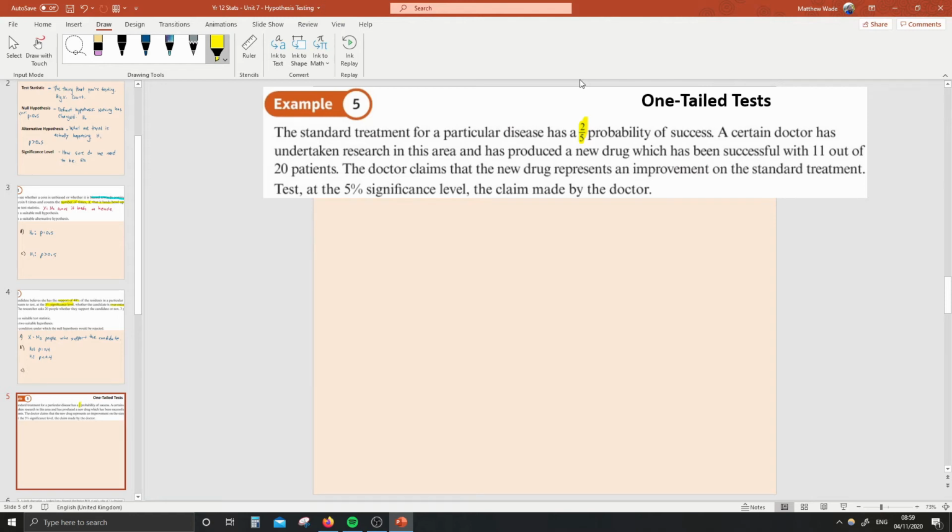Which has been successful with 11 out of 20 patients. So in other words, he's got a 55% chance of success there, whereas 2/5 is only 40%. Therefore, the doctor claims that the new drug represents an improvement over the standard treatment. Test at the 5% significance level the claim that is made by the doctor.